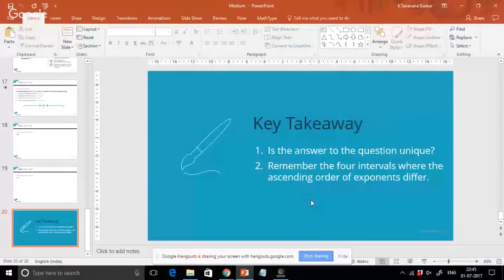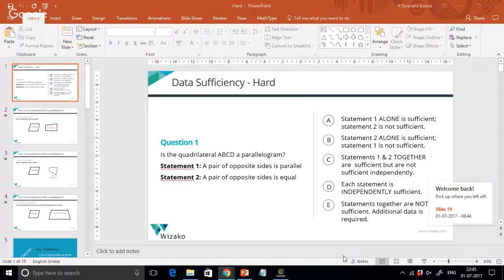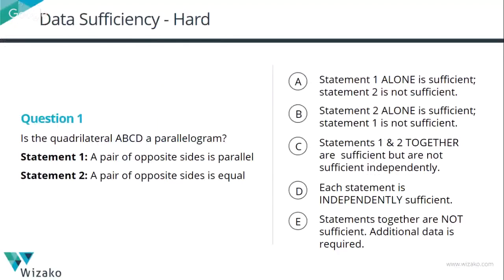Let's look at the hard question. Again, going to start sharing the screen. Getting into geometry, more geometry. Interesting question. Is the quadrilateral ABCD a parallelogram? It's a yes question, so we need to come up with a yes or a no. If you figure out that the quadrilateral is a parallelogram, then the answer is sufficient. It's a yes. If you say that it cannot be a parallelogram, even then it is sufficient. But if you say that sometimes yes, sometimes no, then the data is not sufficient.